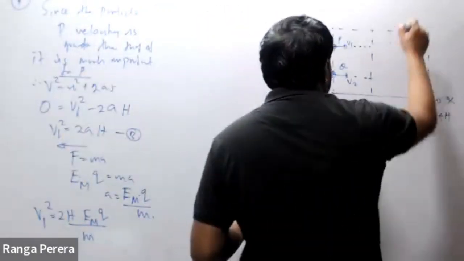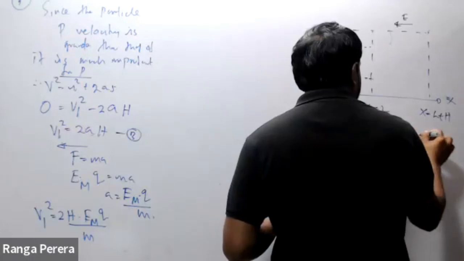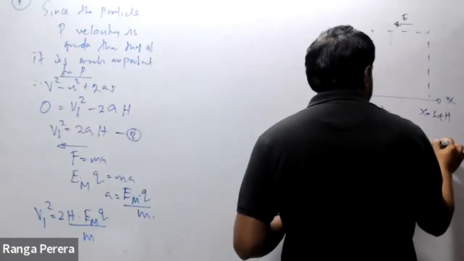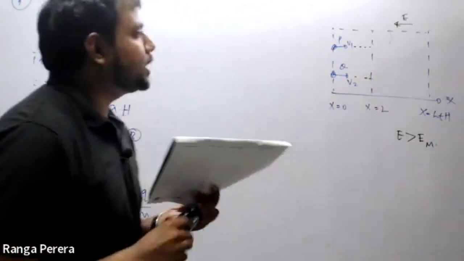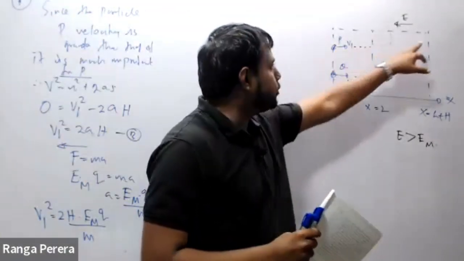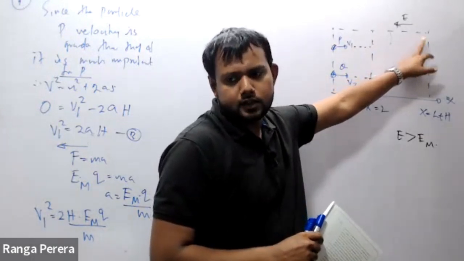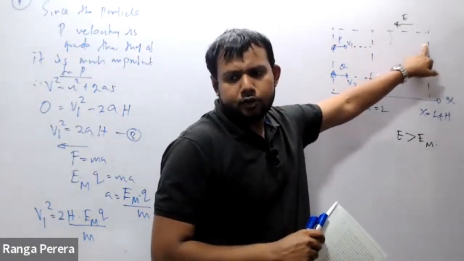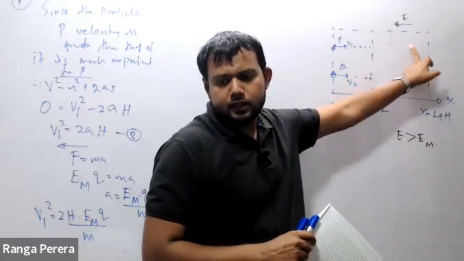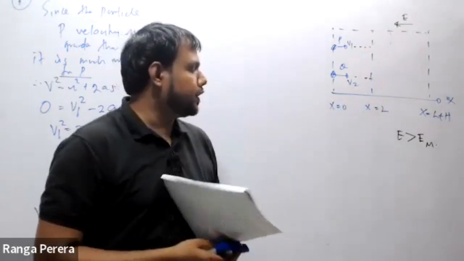So now the electric field is applied, capital E. Capital E is given as more than E_m. So now tell me whether the P particle would come to the last point or will it stop before that? Stop before that, right? Everyone agrees with that.